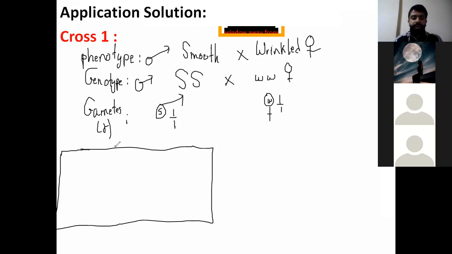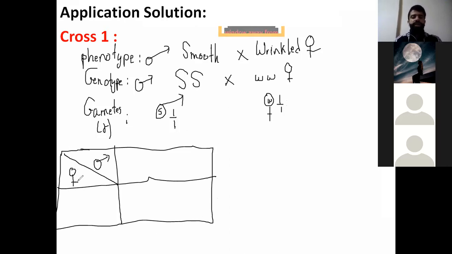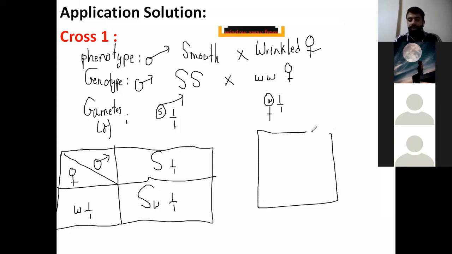Here we draw the table of cross, and then we're going to move to the table of results. Sure, you draw it using a pencil. This is the male, and this is the female. So here in the male we have S, which is 1 over 1, and here we have W small, which is 1 over 1. So they are to be SW, 1 over 1, so it's 100%. So for the table of results, we divide it into genotype and phenotype.